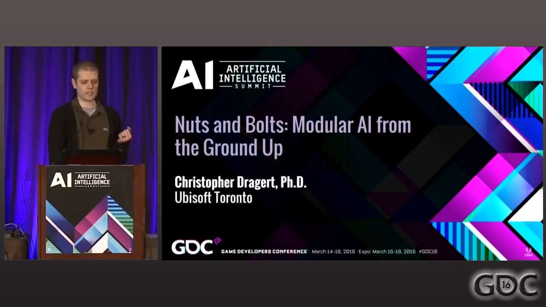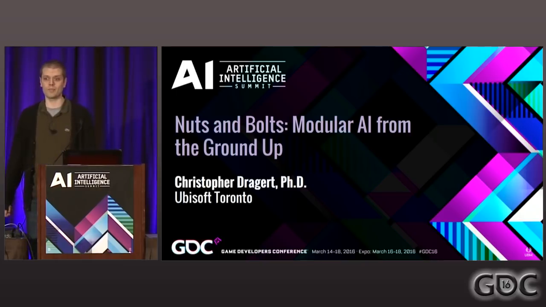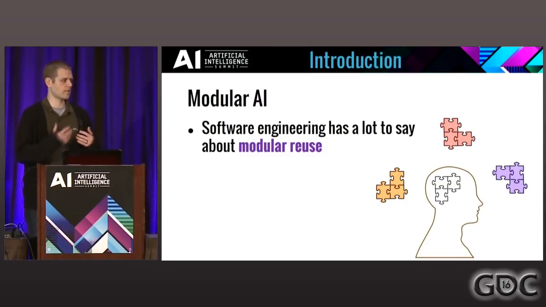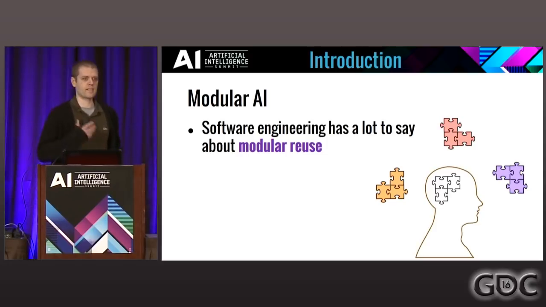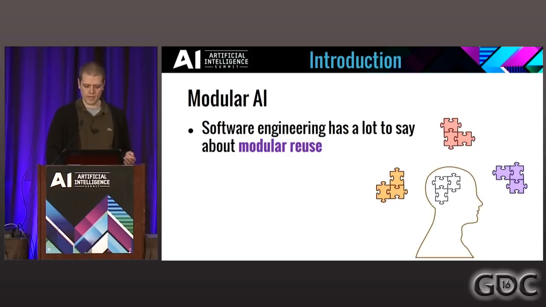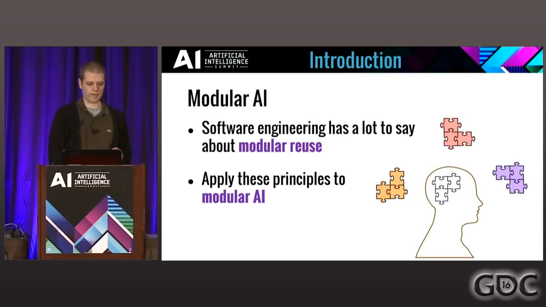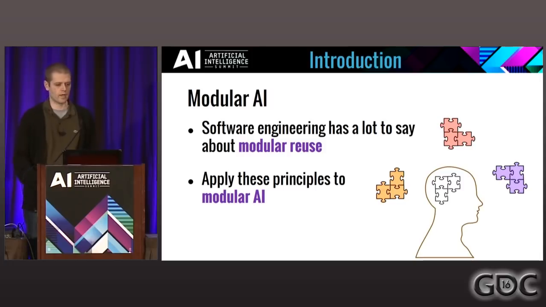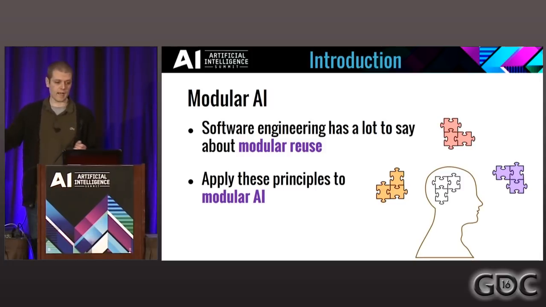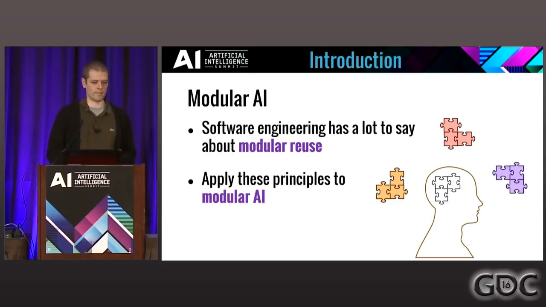So my name's Christopher Dragert. I'm an AI programmer at Ubisoft Toronto. My background, I'm actually a software engineer by training, and that field has a lot to say about modular reuse. This is something that people have been looking at for 20 years. There's lots of theories, lots of stuff in there. What I did during my own PhD research was take a lot of those basic software engineering principles and apply them to modular AI in particular.